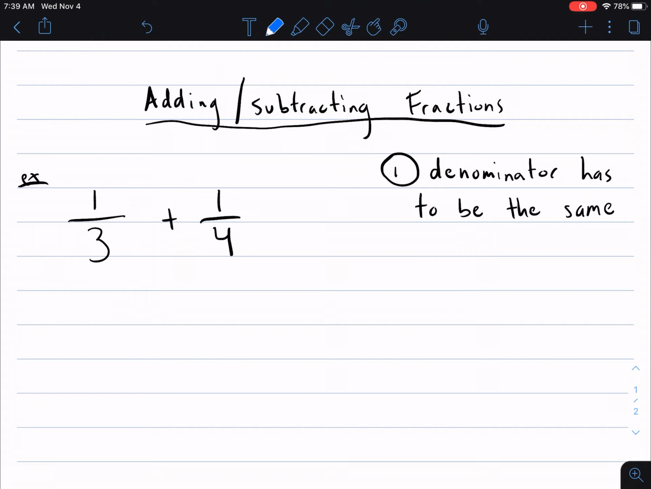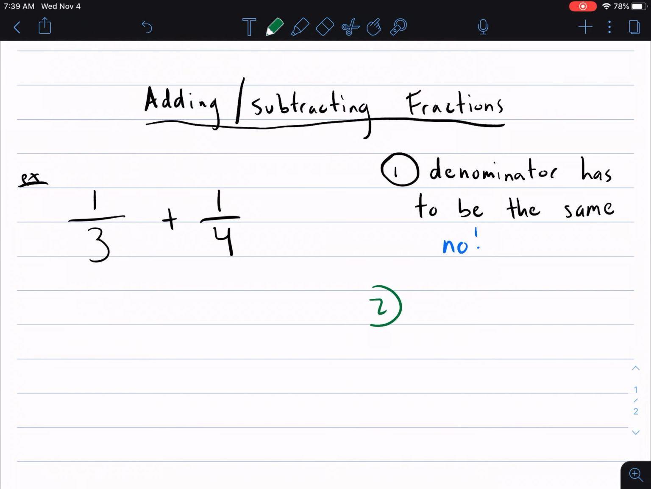So is the denominator, the bottom, 3 and 4, is that the same? Yes or no? El de abajo, el denominador, 3 y 4 está igual. Is it the same, 3 and 4? No, it is not.